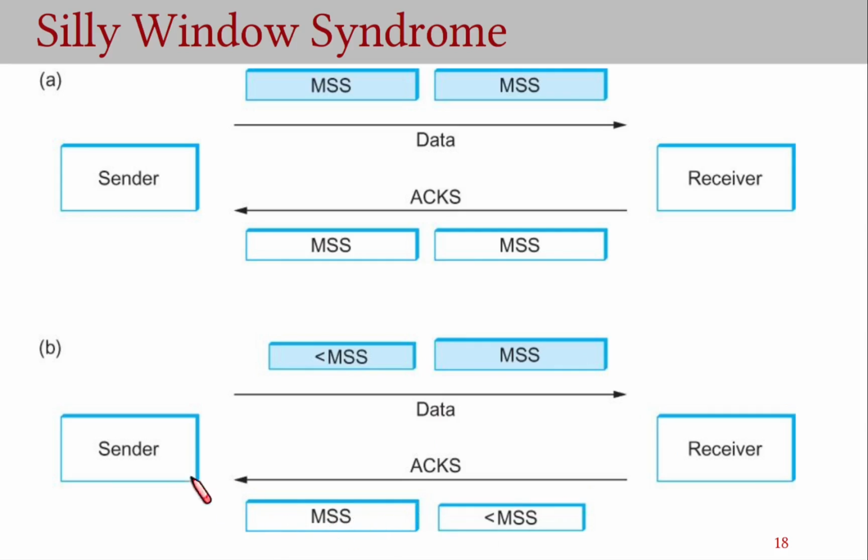So then the sender gets this MSS worth of window open, so it will send an MSS worth of segment, and then it gets an acknowledgement for a segment that was, let's say, half the MSS size, and then it will send this half MSS size segment. This will just continue forever. And so these segments that are not full MSS size persist over time, and that's referred to as silly window syndrome.